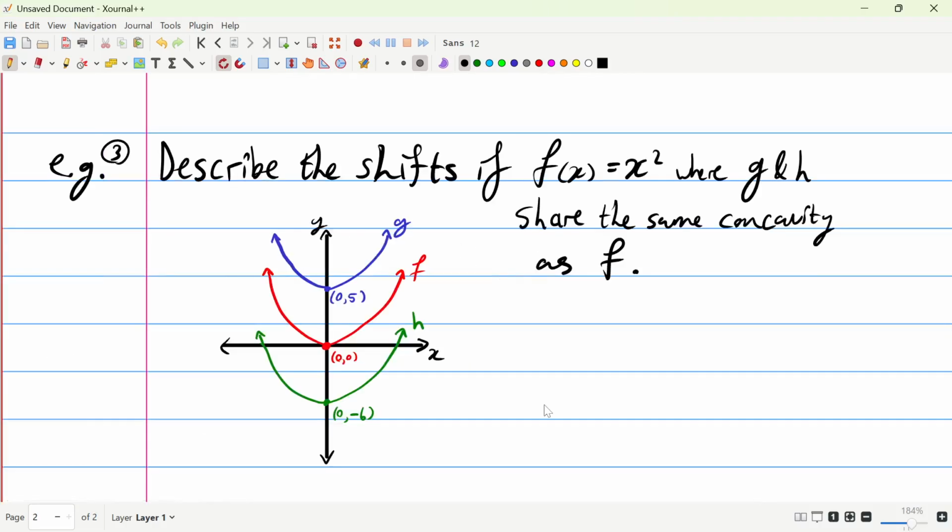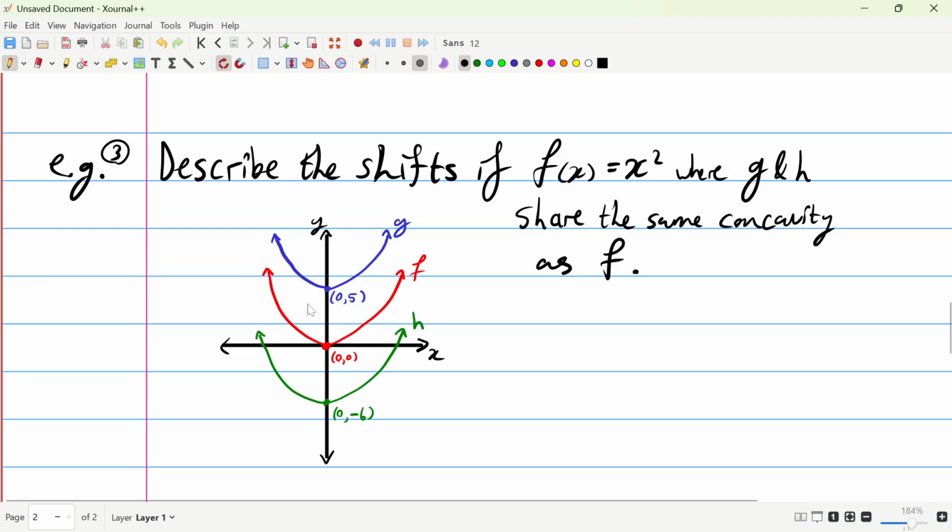Alright, so we have example number 3 that says describe the shifts if f of x is equal to x squared, where g and h share the same concavity as f. So first things first, that's a lot of information. So we need to describe the shifts. What exactly is happening here? Let's look at the coordinates for this one.